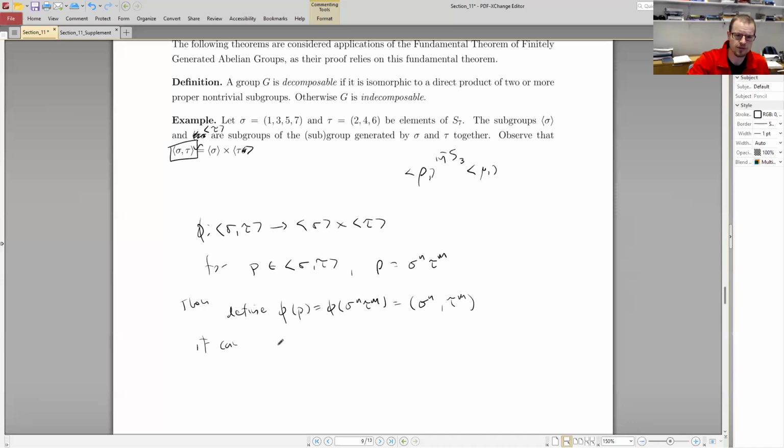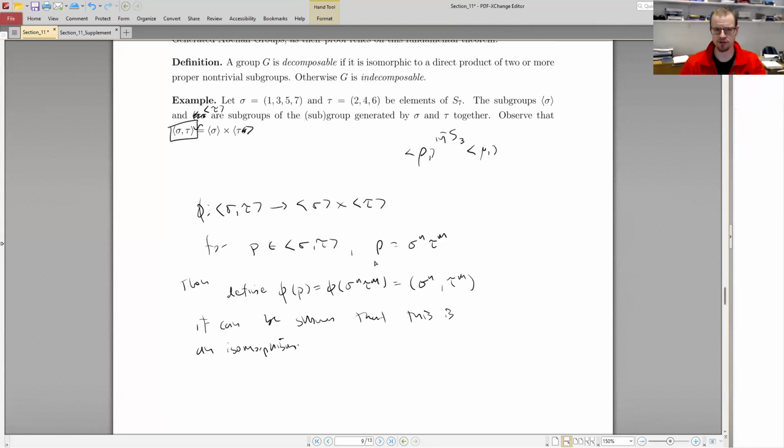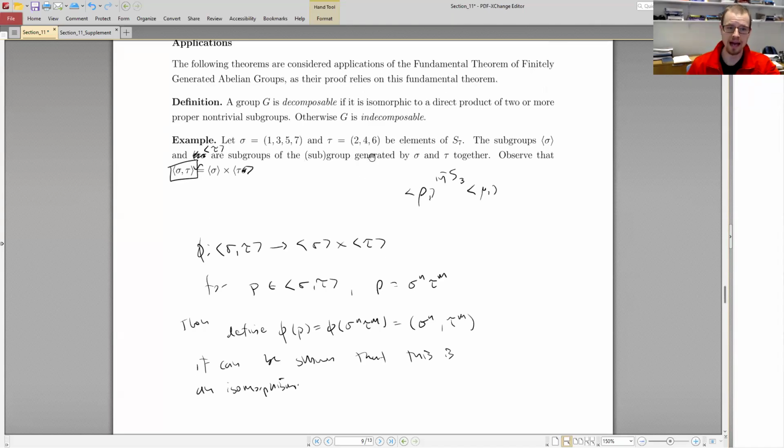It can be shown that this is an isomorphism. I'm not going to work through all of the details right now. That's just not what I'm interested in. What I'm interested in is simply observing that this group here is decomposable because it can be expressed as the direct product of two of its subgroups. As simple as that, okay?